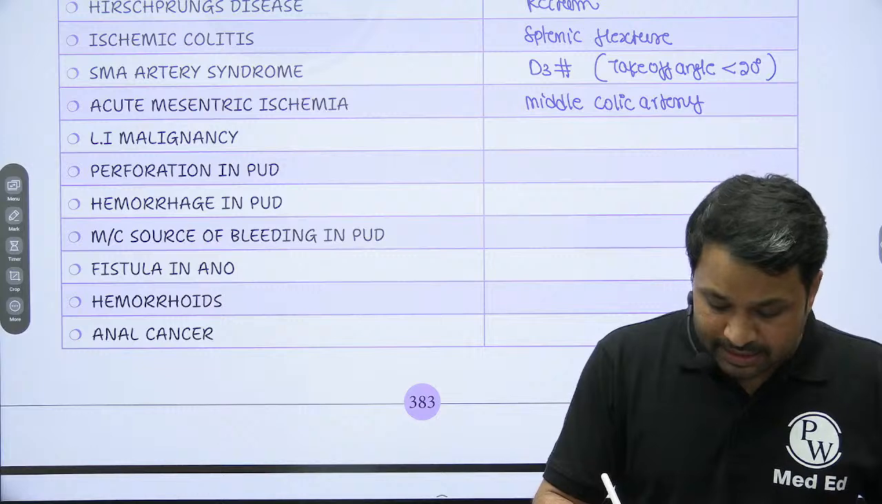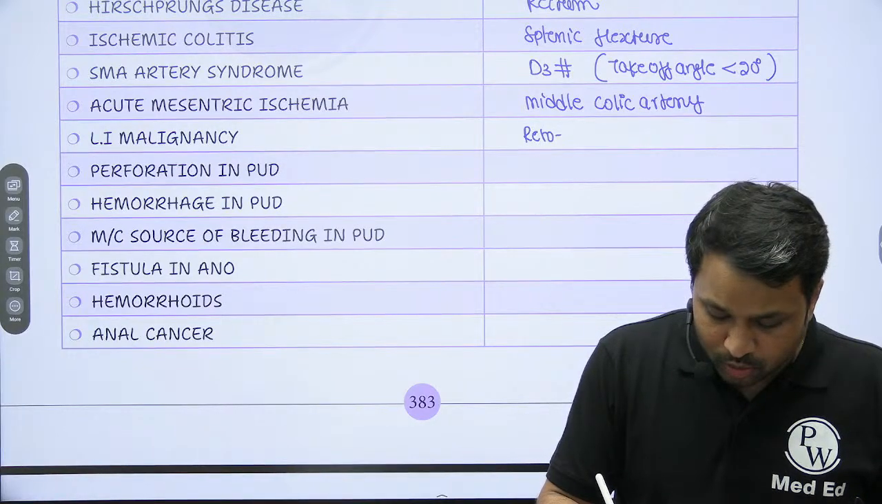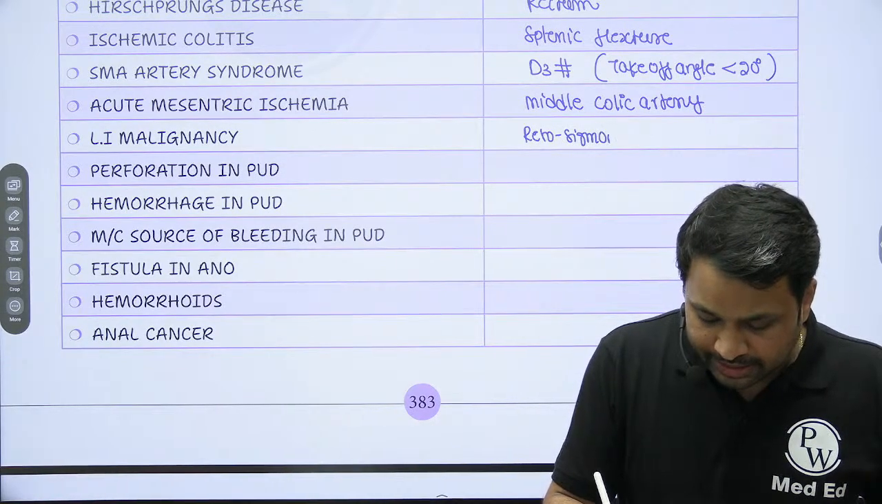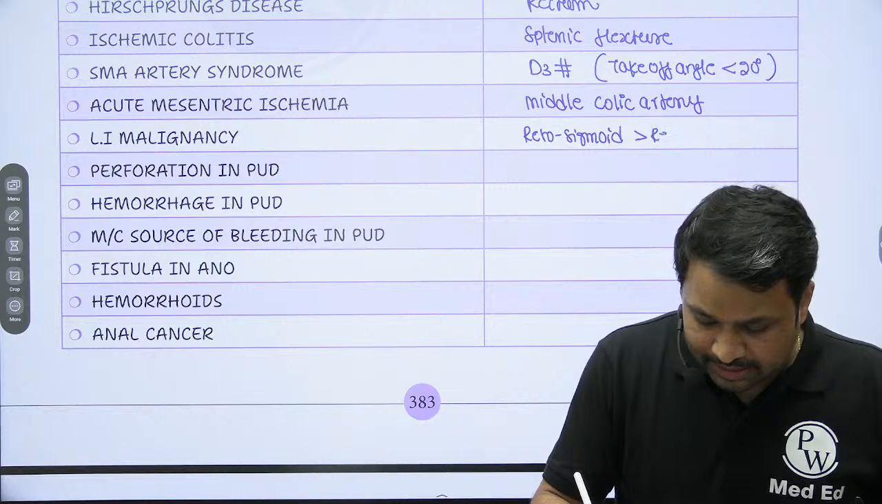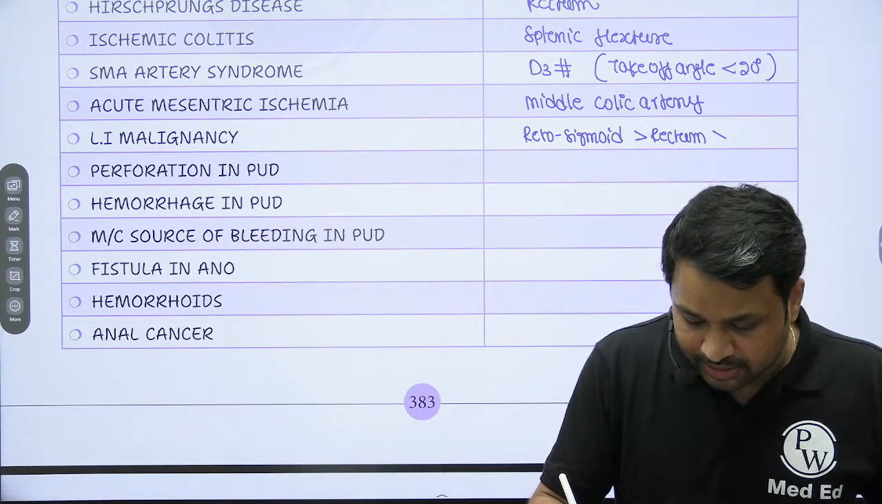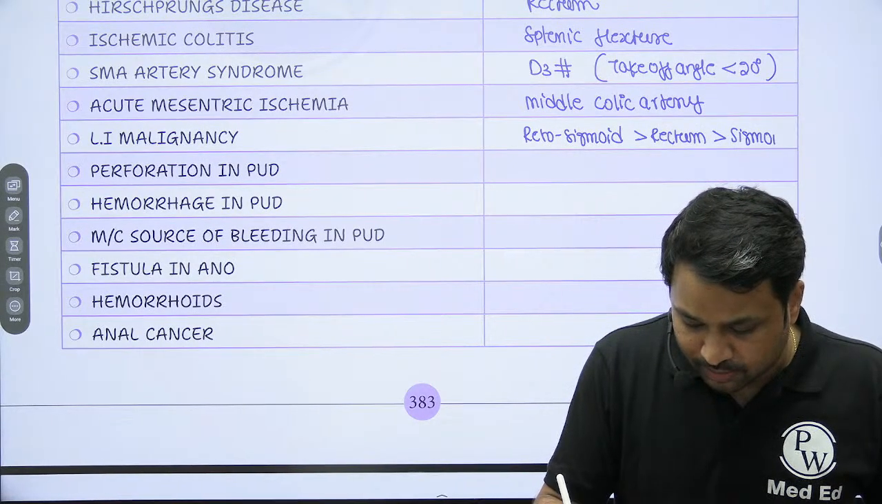Large intestinal malignancy में most common is going to be rectosigmoid. अगर ये option में नहीं है then it is rectum. If it is not there then it is going to be your sigmoid colon.